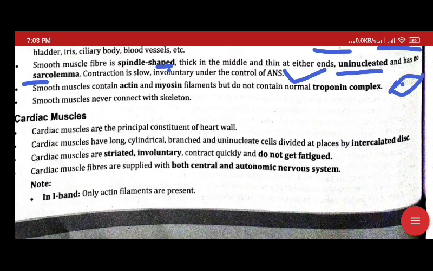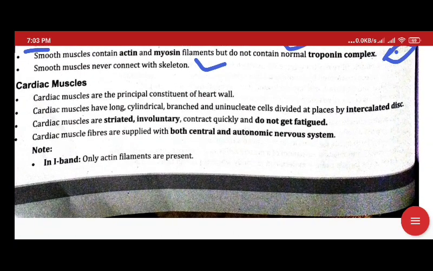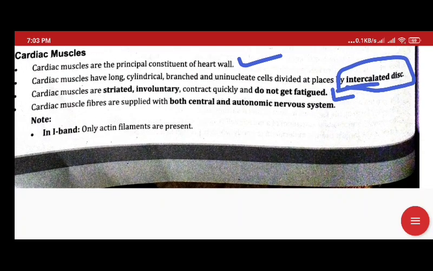We have also got that it is never with bone. So cardiac muscle, this is heart muscle, the heart wall. It is striated and does not get fatigue. It contains discs too, called intercalated discs. Now we have both: it is controlled by the central nervous and autonomic nervous systems.